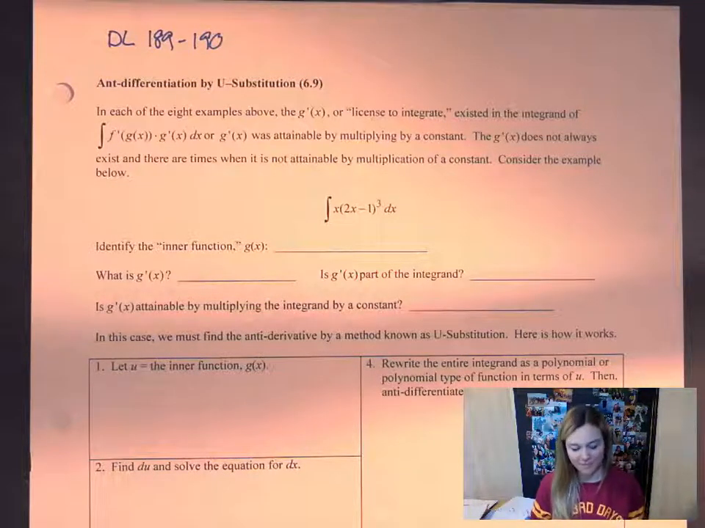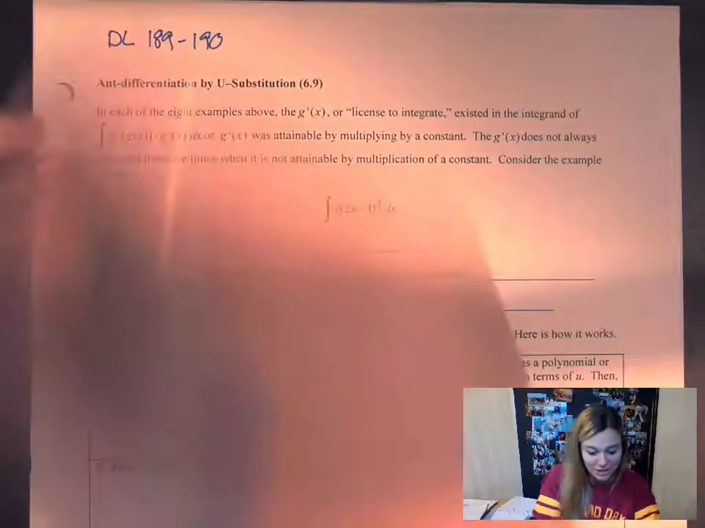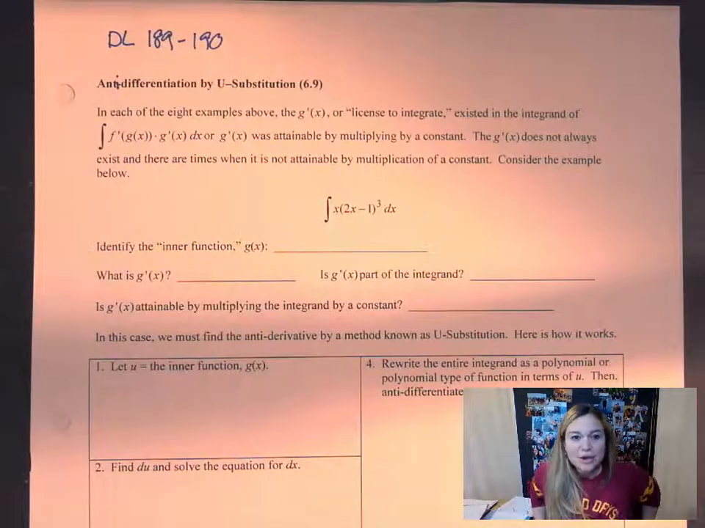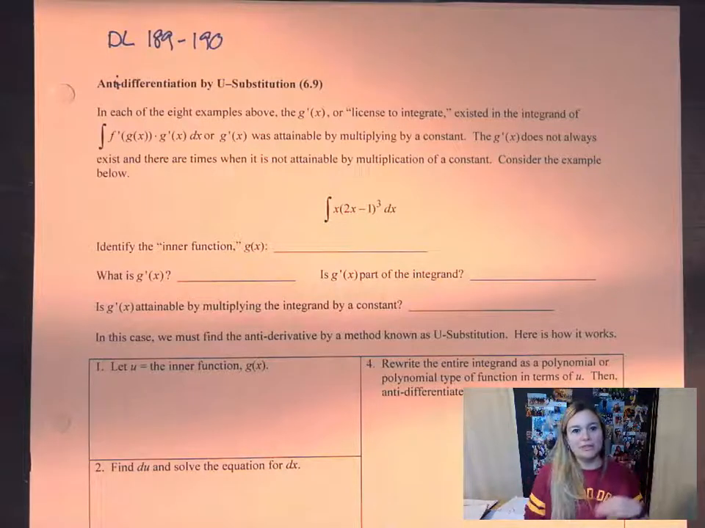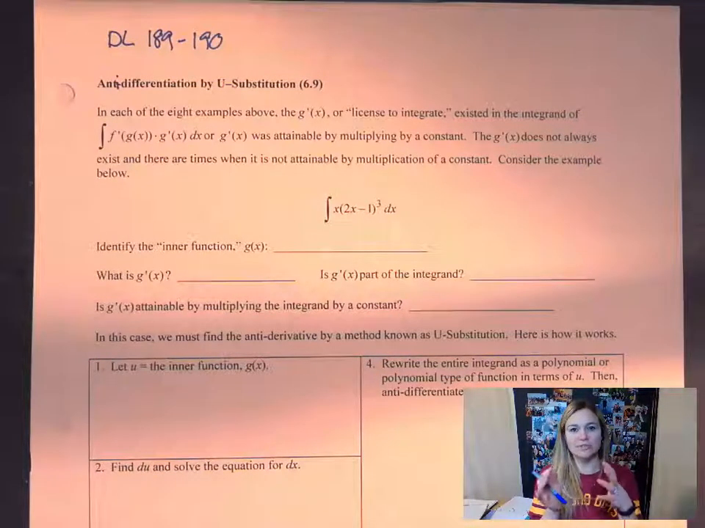Let's do this thing. So this is, well, it says anti-differentiation. There we go. By U substitution. So in the examples that we had above, and so it says above, but really on the previous pages, we could find g prime of x, whatever the inside function was of a composite function.